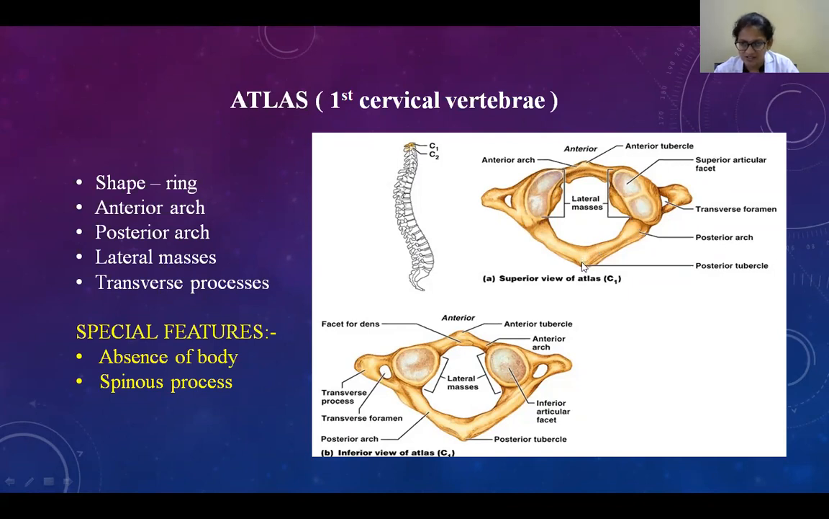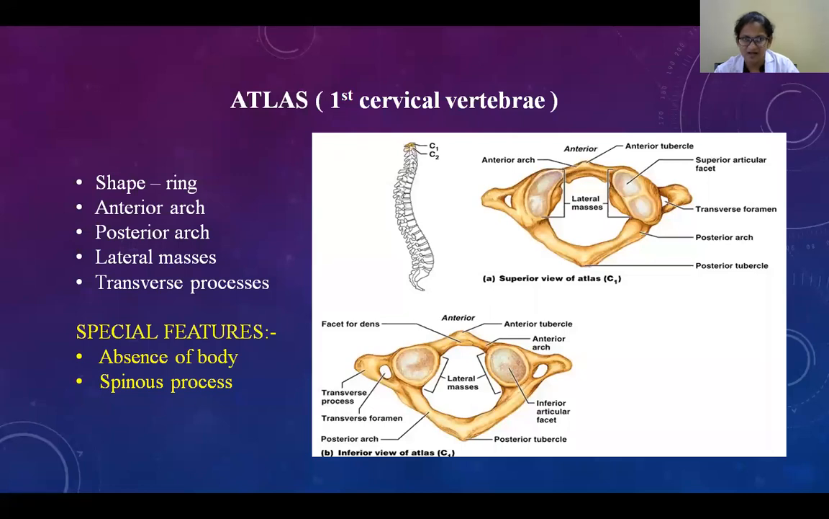And next, in the posterior border, you are going to see a tubercle. This is called the posterior tubercle. Whereas the anterior tubercle is seen on the anterior arch, the posterior tubercle is seen on the posterior arch. This posterior tubercle gives attachment for the ligamentum nuchae. Already we have studied in the previous classes, it extends from the external occipital protuberance to the C7 spine.